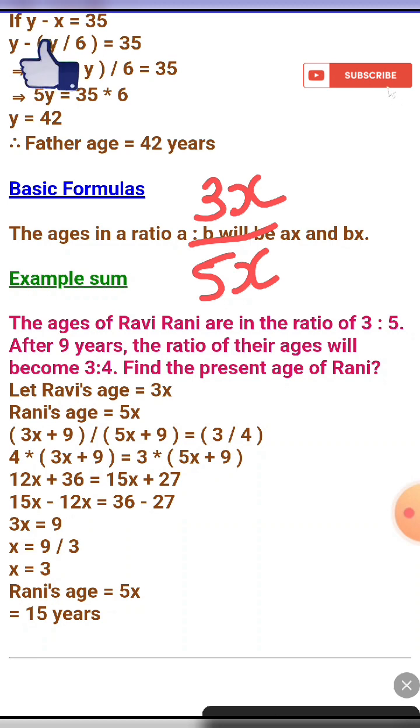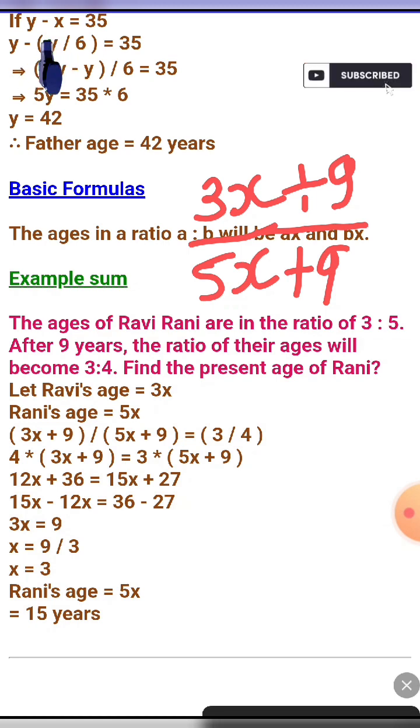After 9 years, we have added 9: 3x plus 9 and 5x plus 9. What will be the ratio? 3/4. It is here 3/4. I am writing it here, 3/4.